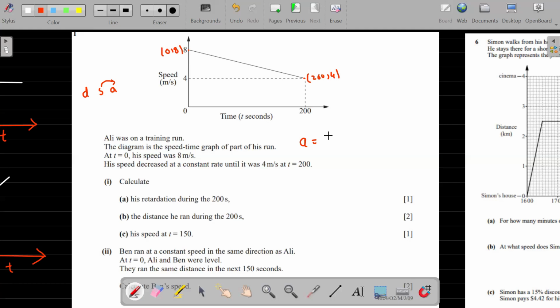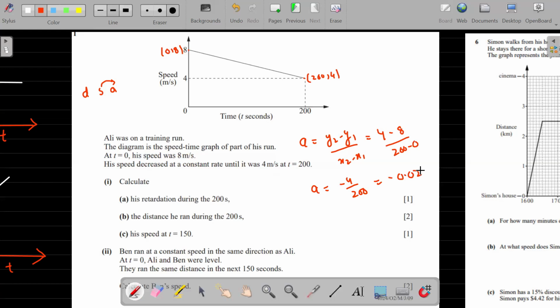So gradient is a equals y2 minus y1 over x2 minus x1. This will be equal to y2, our 4, minus 8, over 200 minus 0. So our acceleration is going to be minus 4 over 200, and 4 divided by 200 is 0.02. So minus 0.02 is our acceleration.